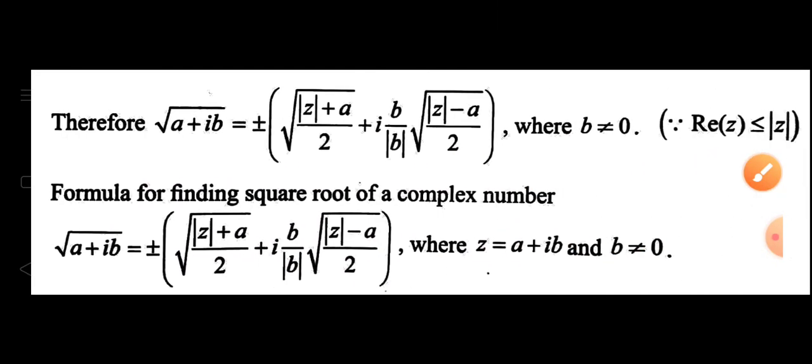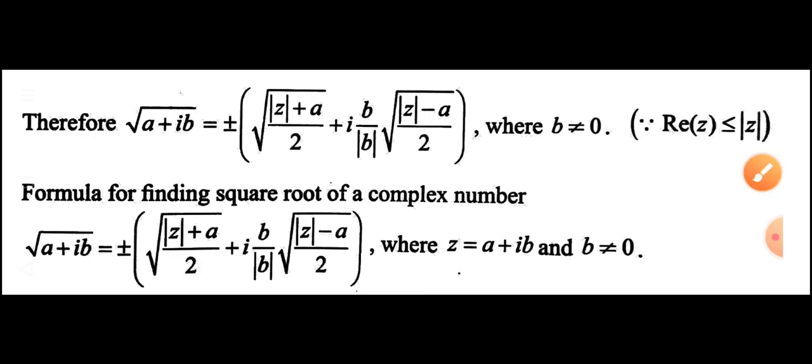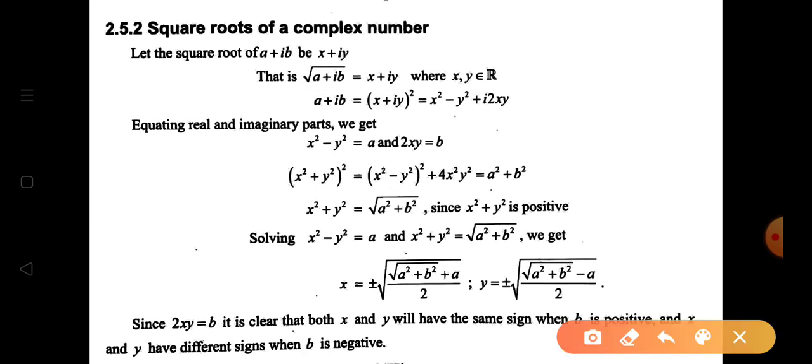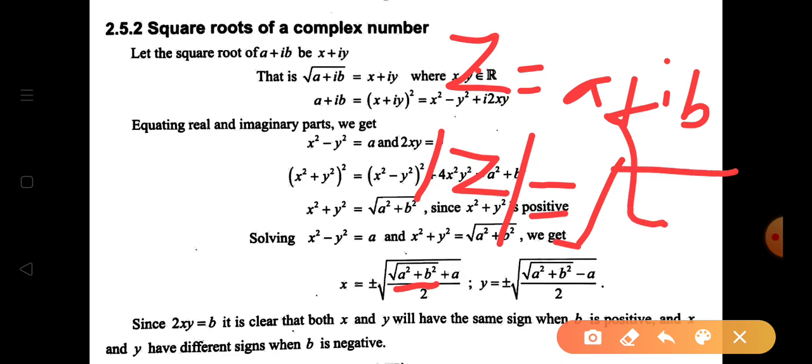Now listen. Therefore, square root of a plus ib is equal to plus or minus (x plus iy). We are starting the sum. We write root of a plus ib is equal to what? x plus iy. So we substitute x and y. But listen, here x is square root of a square plus b square. Suppose we take z equal to a plus ib, then what is modulus z? Very good. Modulus z equal to square root of a square plus b square.